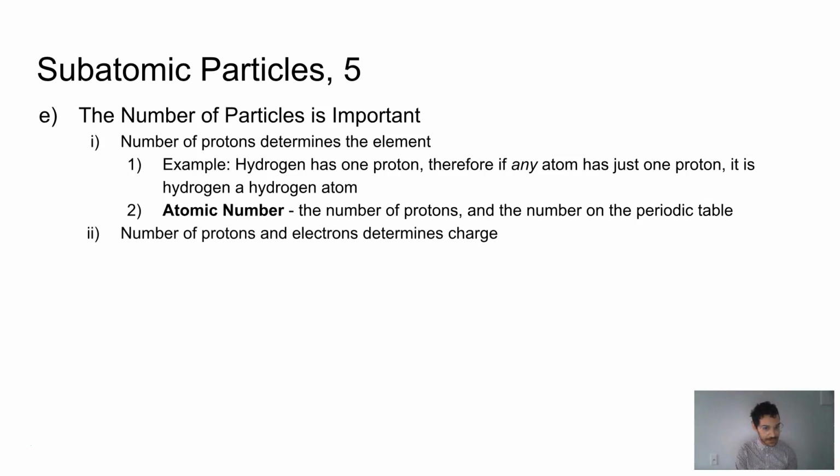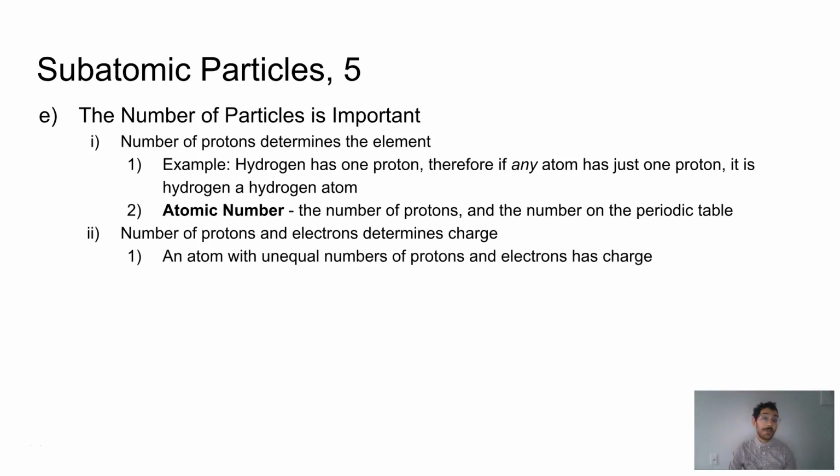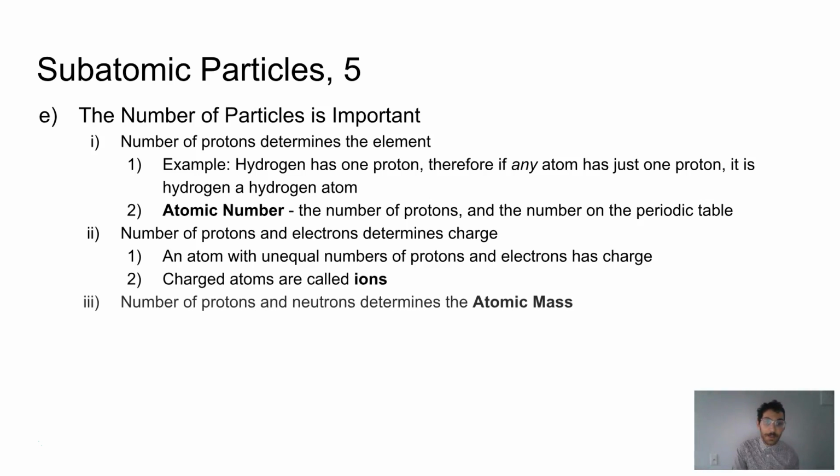Another thing that we already talked about is the number of protons and electrons determines the charge. As we said, an atom with unequal numbers of protons and electrons is going to be charged, and we're going to call these charged atoms ions. And so what we haven't talked about yet is the number of protons and neutrons. These together determine the atomic mass, and we've sort of alluded to that electrons don't really matter when we're talking about the mass.